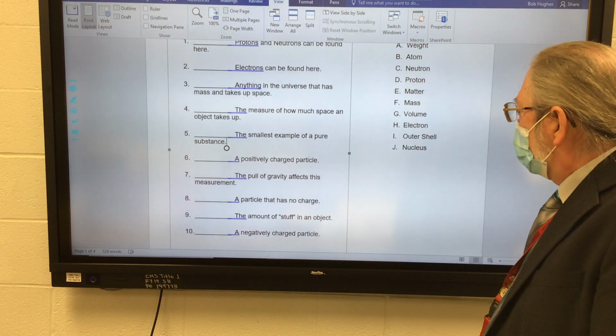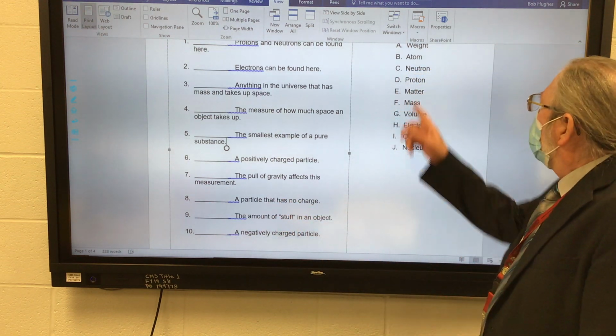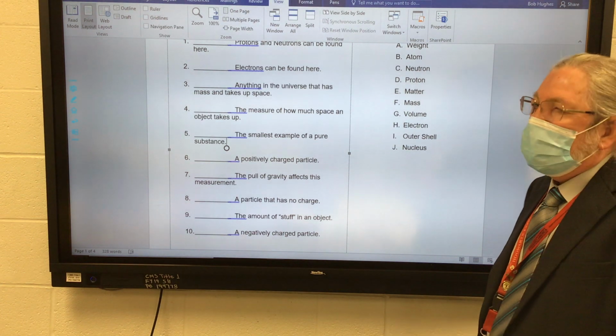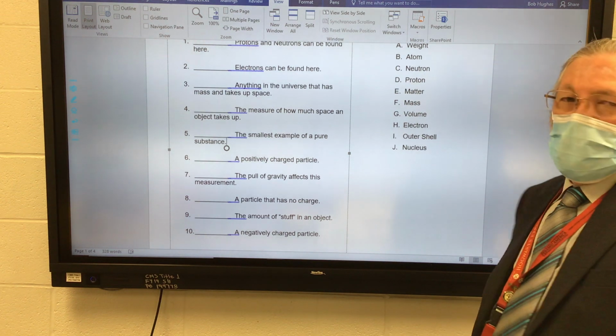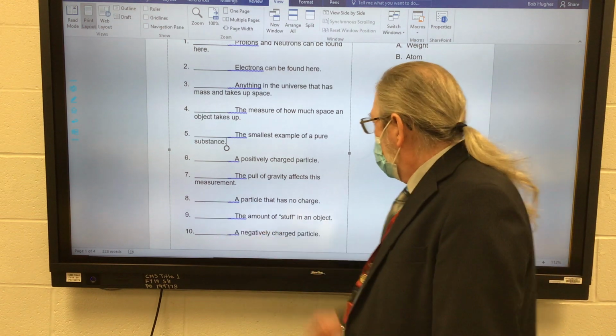I'm going to move on here. Number 8, a particle that has no charge. Is that a neutron or a proton? C or D? Mark your answer.